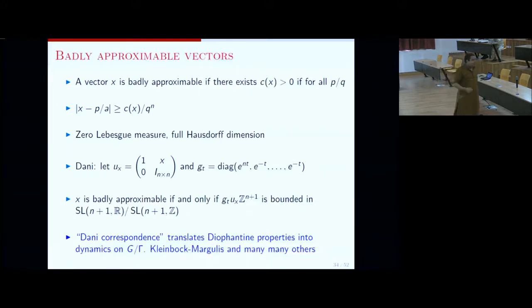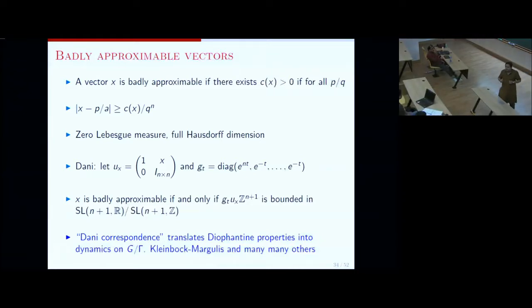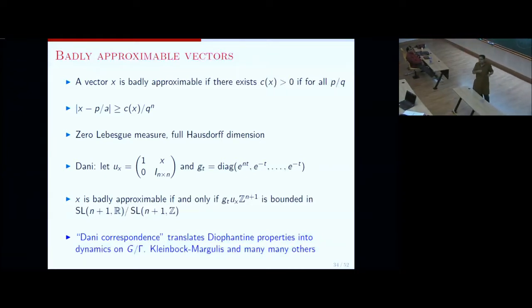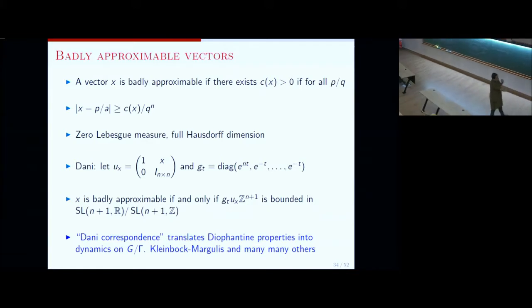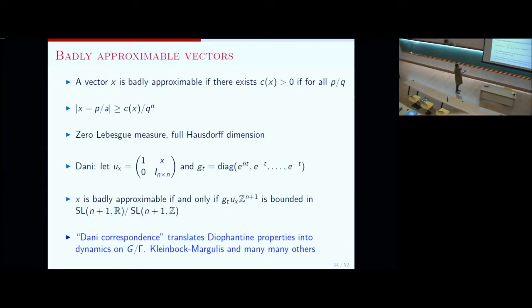So frequently what happens is that there's some long-standing problem in the number theory literature which is not getting solved. And what you do is you try to see what happens, you plug in this Dani correspondence. And you get a statement on the other side. And sometimes you're able to prove it using the tools of ergodic theory. So it's a very powerful conduit to translate arithmetic information into dynamical information.